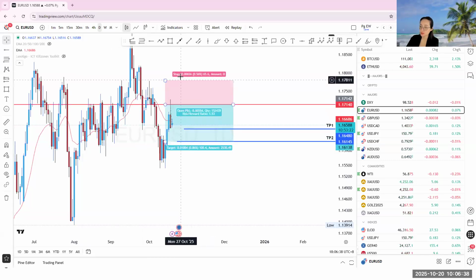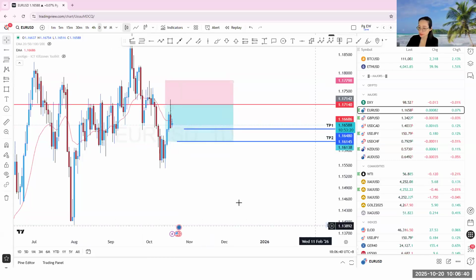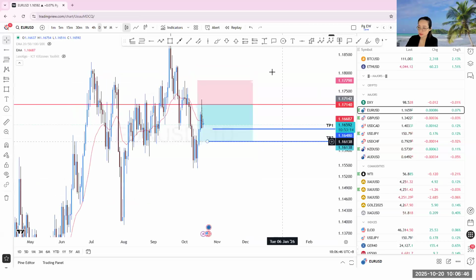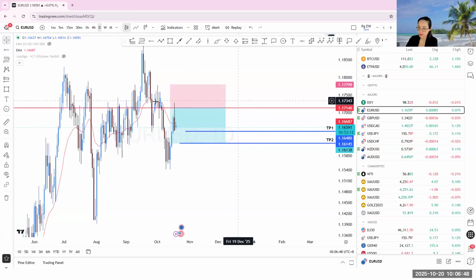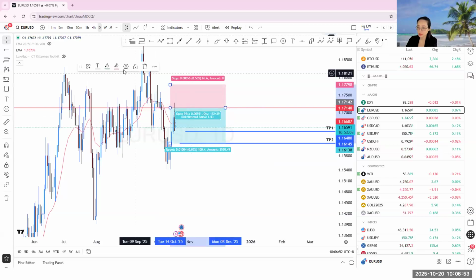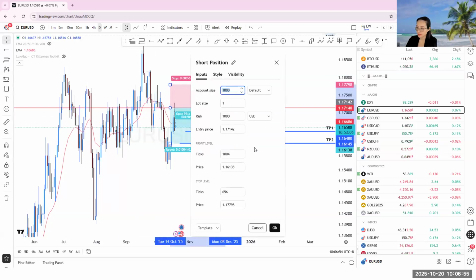Okay, the stop loss is here based on the ATR, which is 68 pip. This is where you're going to place your stop loss, and then by using this, you just calculate your loss size. Loss size here means they calculate it for your account size.